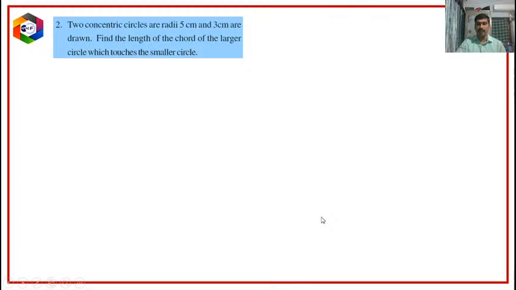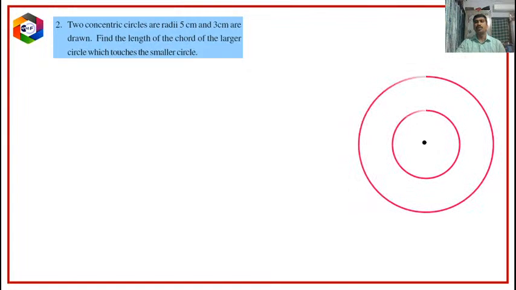Let us draw a relevant diagram. So this is one particular point. With this as center, I am going to draw two concentric circles. So here are the two concentric circles actually. One is of radius 5 centimeters and another one is of radius 3 centimeters.